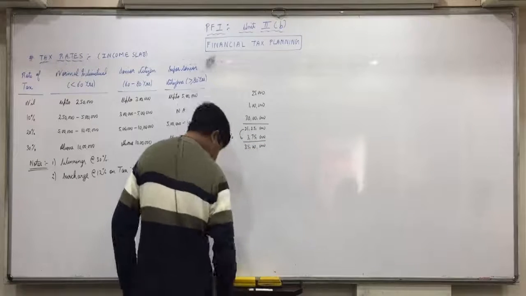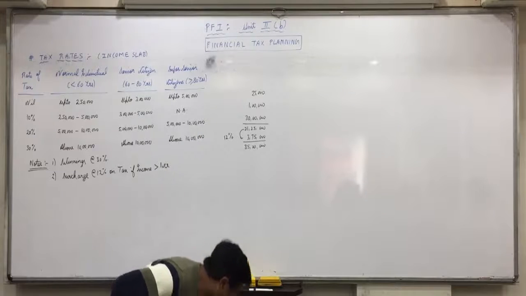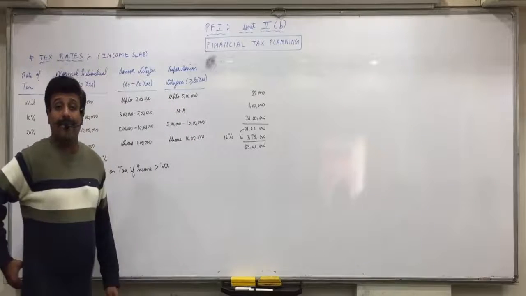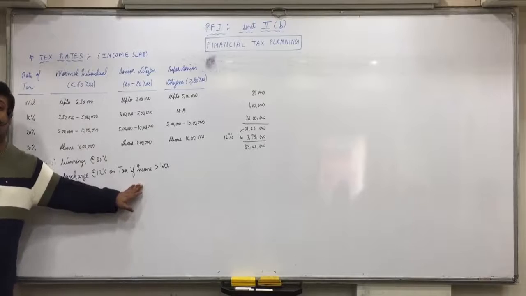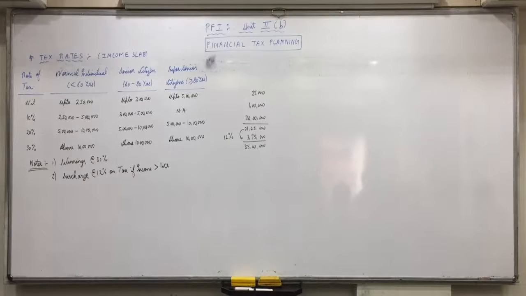Did everyone understand this? So surcharge of 12% will be further calculated, but that will be done only if the income exceeds 1 crore. Any doubt?